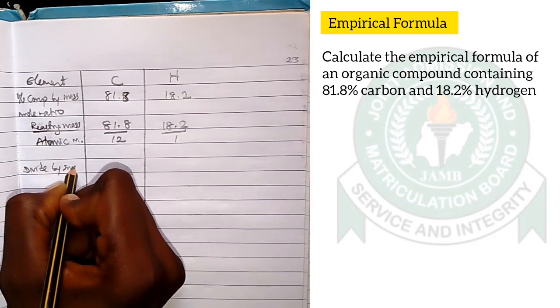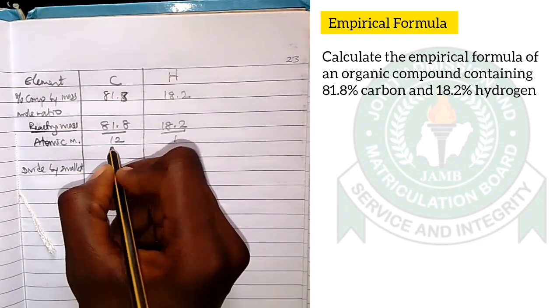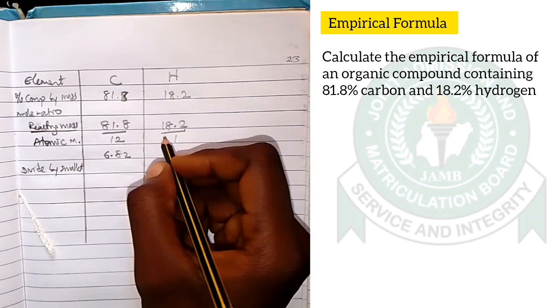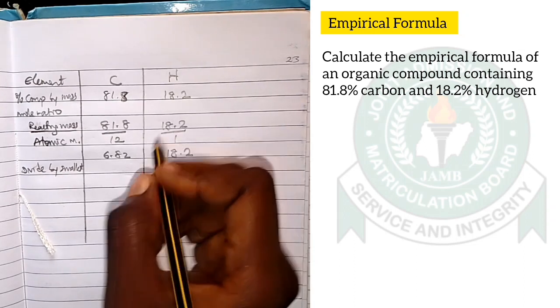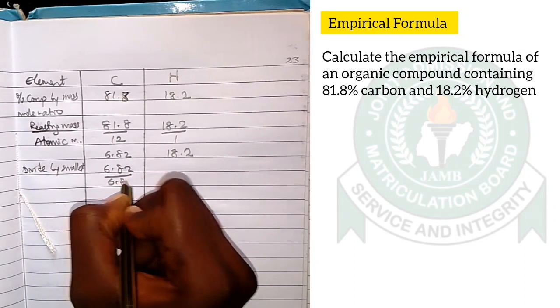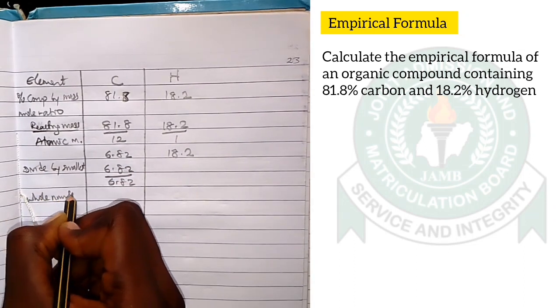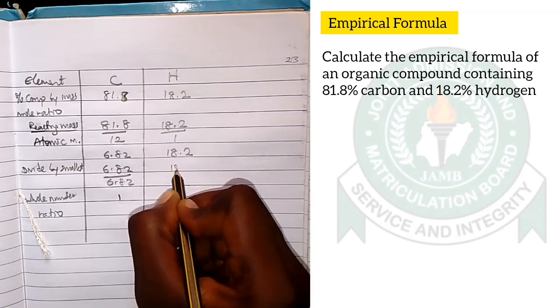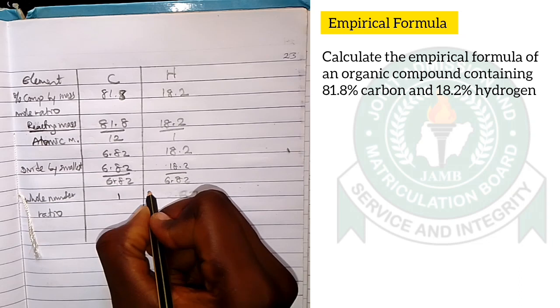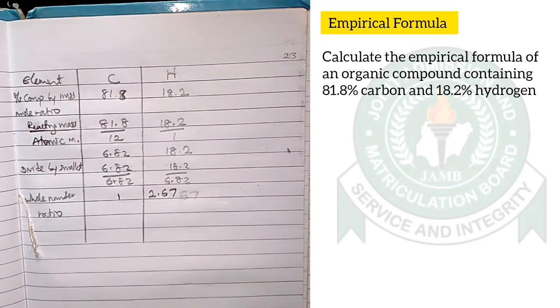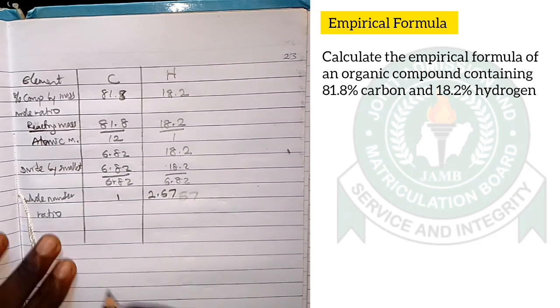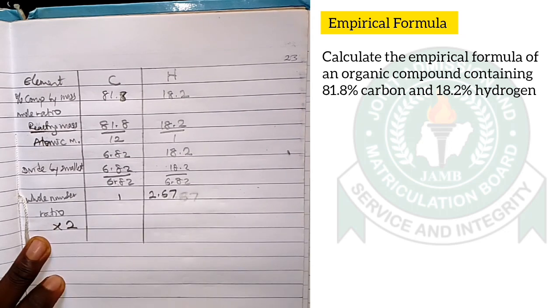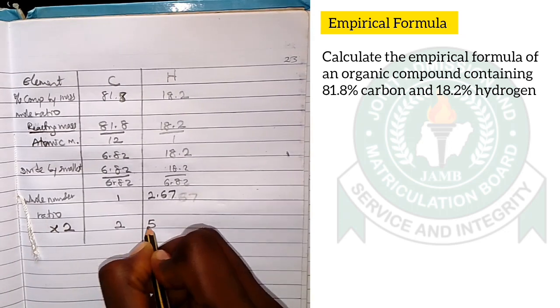So we divide it by the smallest number. So for this now we have 6.82. For this we have 18.2. So we divide everything by 6.82, which is smallest, to get the whole number ratio. So we have 1 in the first case. For the second case we have 2.67. Now you can see that 2.67 is not a whole number. So we multiply everything by 2.